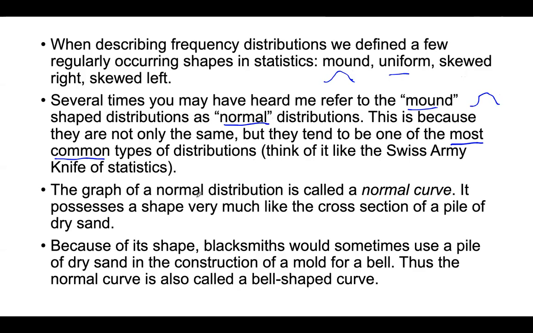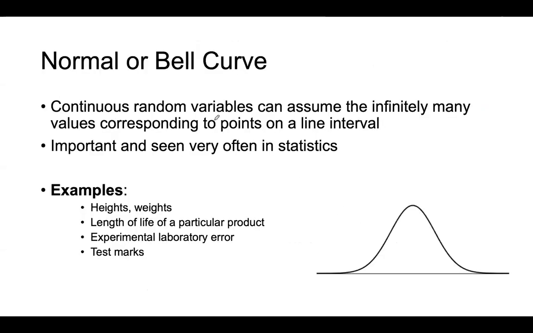So the graph of a normal distribution is basically called a normal curve. And it possesses a shape very much like the cross-section of a pile of dry sand. Because of its shape, blacksmiths would sometimes use a pile of dry sand in the construction of a mold for a bell. Another word for this is bell curve. So thus the normal curve is also called a bell-shaped curve. So there's lots of words: normal, bell curve, etc.